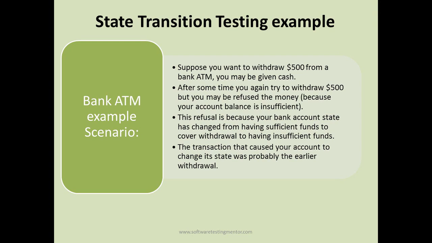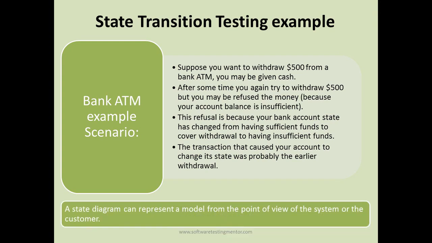This refusal is because of the state of your account. Initially there was $500, but since you withdrew the $500, the state of your bank account changed from sufficient funds to insufficient funds. The initial transaction, the withdrawal of $500 that you did initially, caused a change in the state of your bank account. So a state diagram can represent a model from the point of view of the system or customer. Let's create a state diagram for this example.